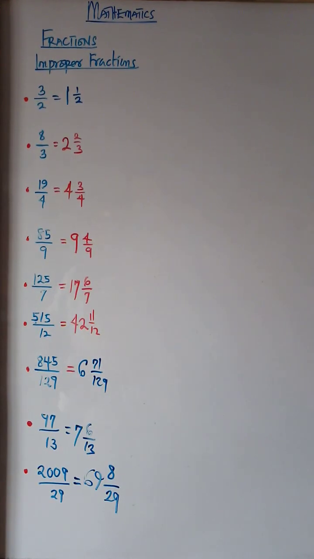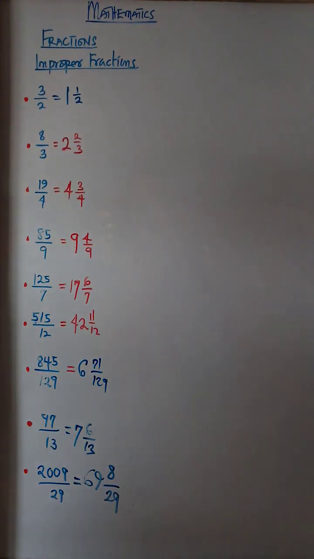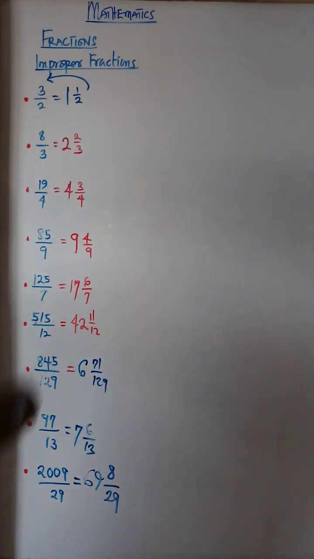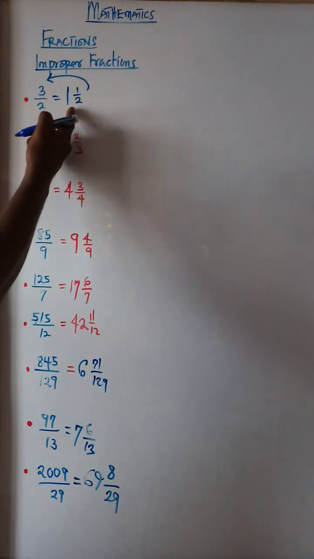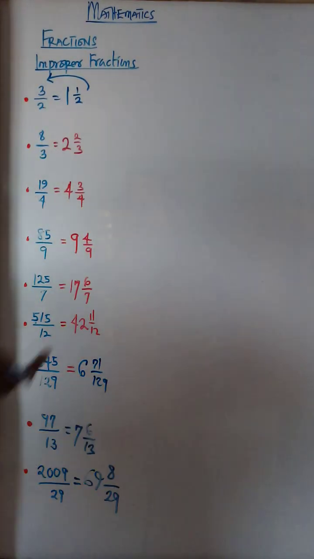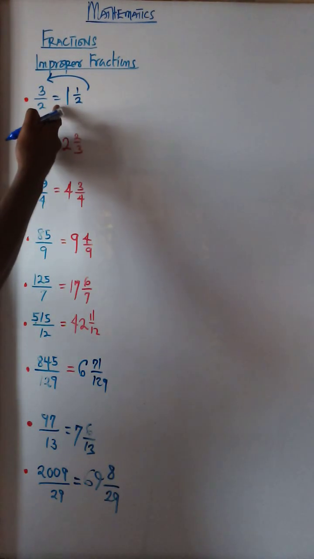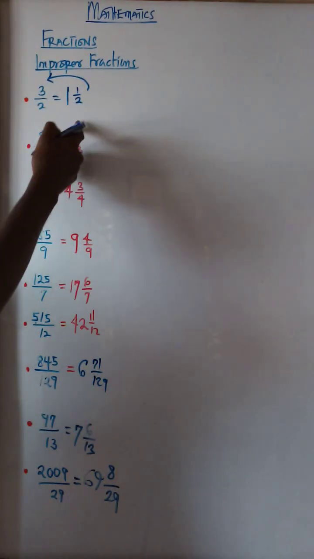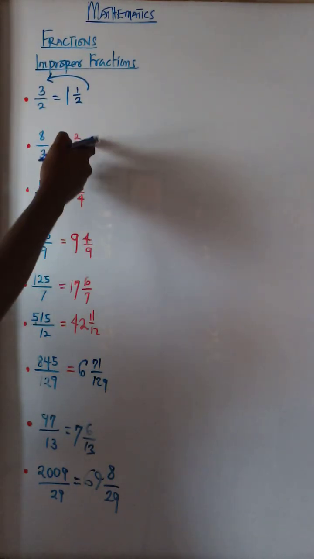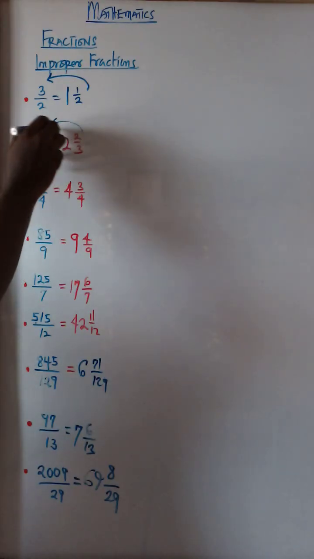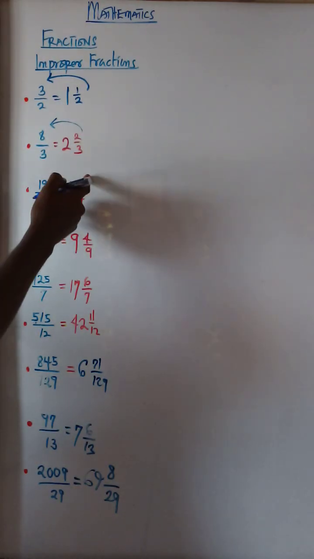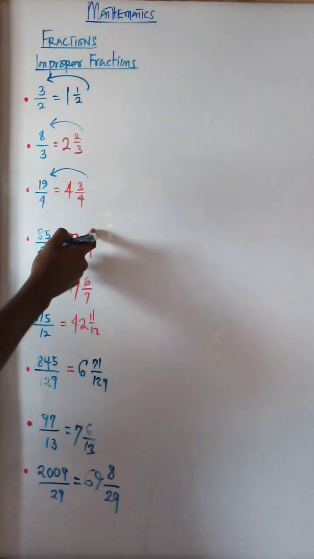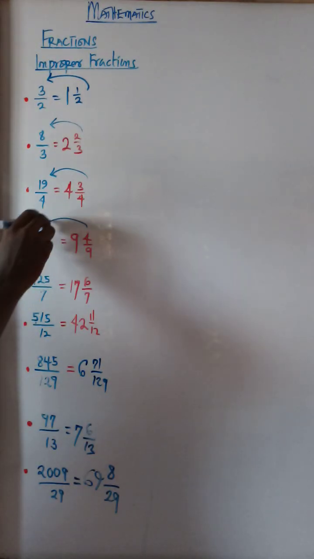Now I believe you can convert improper to mixed. Now, can we return this one back to this? Yes, it's possible. How? From mixed to improper, we'll do the reverse. 2 times 1, 2, plus 1, 3 over 2. 3 times 2, 6. 6 plus 2, 8. That will be 8 over 3. 4 times 4, 16, plus 3, 19. That's 19 over 4. 9 times 9, 81, plus 4, that is 85. That's 85 over 9.